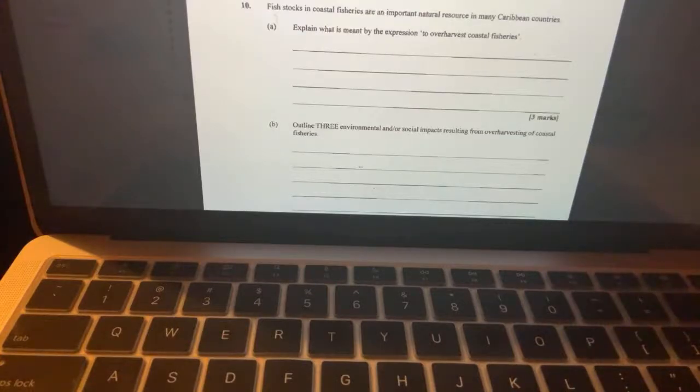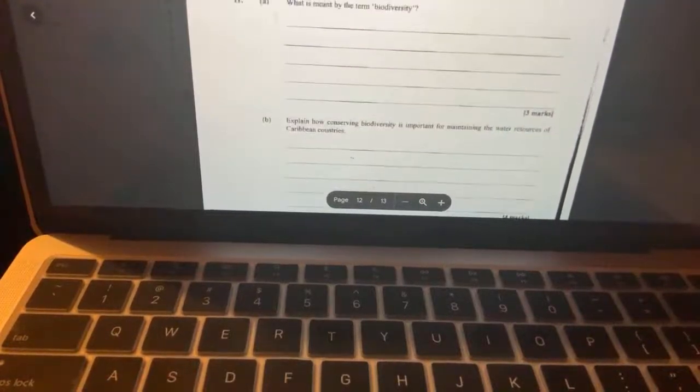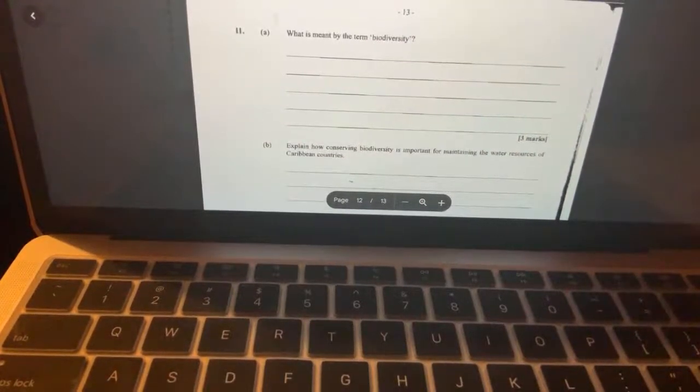So you guys are still sticking to the environmental impact. What about social impacts? All right, guys, we still have two more questions to go. What is meant by the term biodiversity?